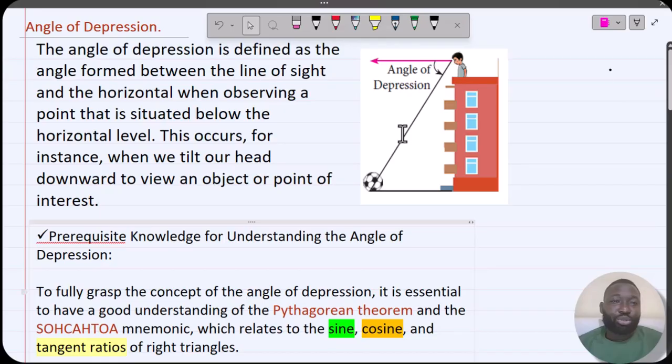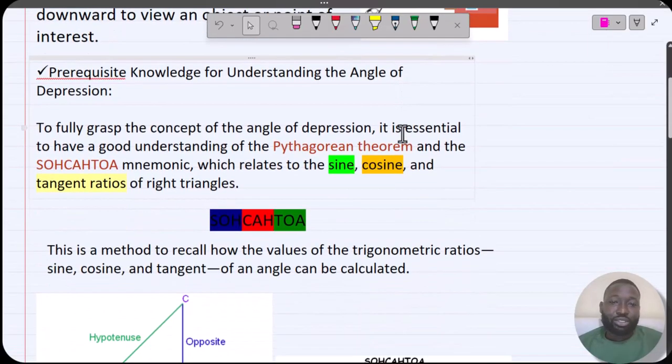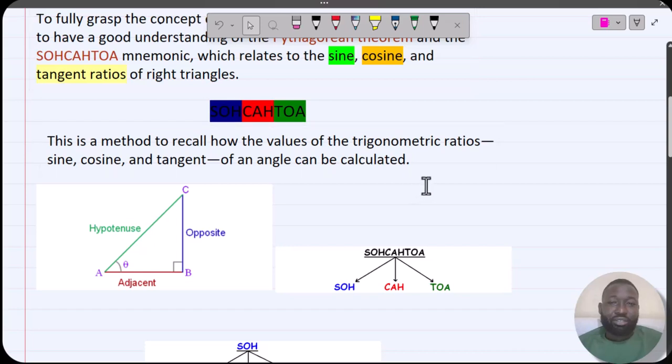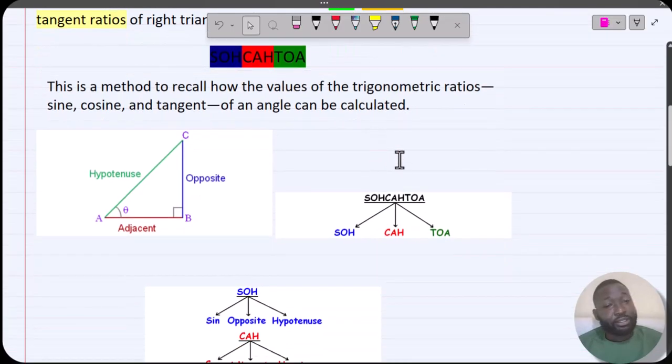Before we dive into angle of depression, I want us to just have a short recap under the Sokatwa, and then maybe we'll solve a question under angle of depression. So Sokatwa is a method to recall the values of the trigonometry ratios, the sine, like we said, the cosine, and the tangents of angles that can be calculated. So angle of elevation, angle of depression, we are all looking at right angle triangles. That's what we are looking at.